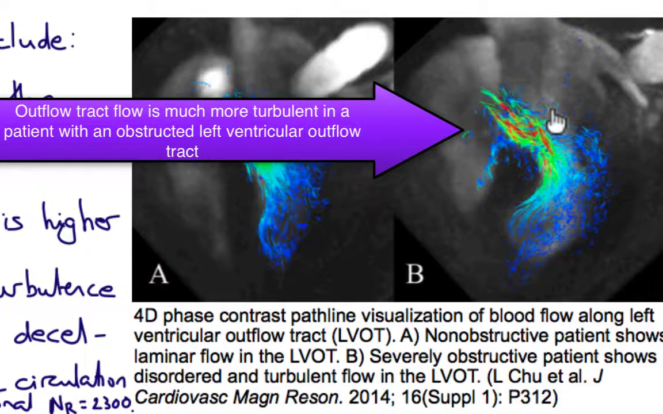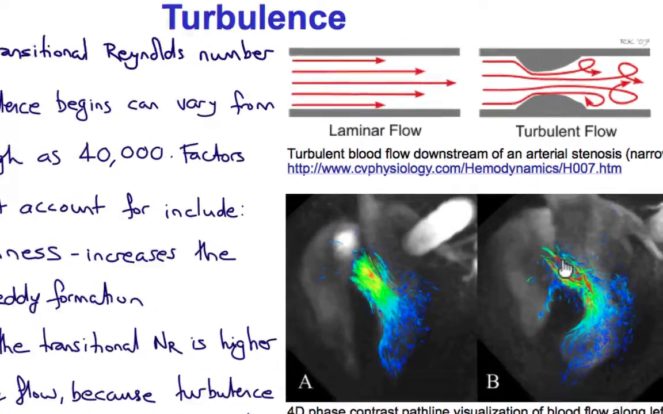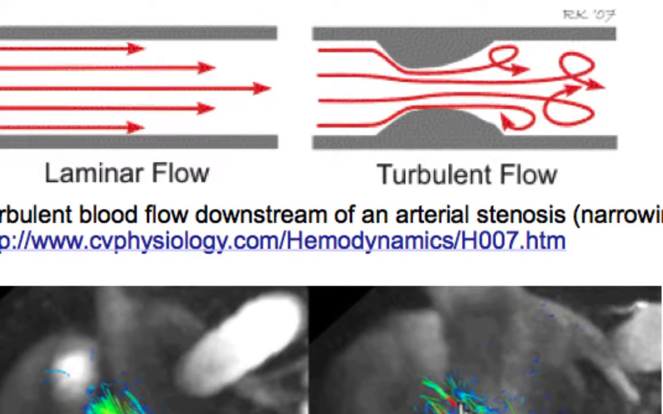However, in a patient with an obstruction to the outflow tract, now the diameter of that flow is narrower, the speed is higher, the Reynolds number is higher, and consequently the outflow tract flow is turbulent. Turbulence is also seen on the downstream sides of the heart valves. And another place where turbulence is seen is downstream of a severe narrowing of arteries or stenosis.